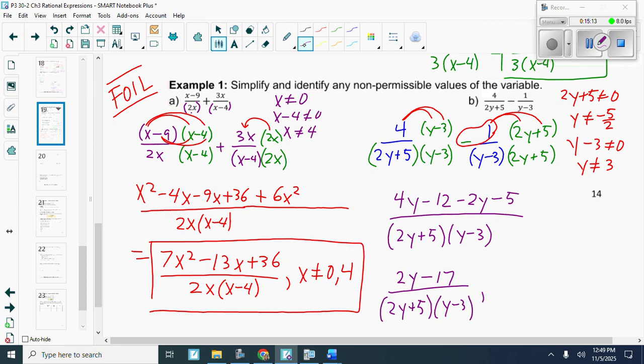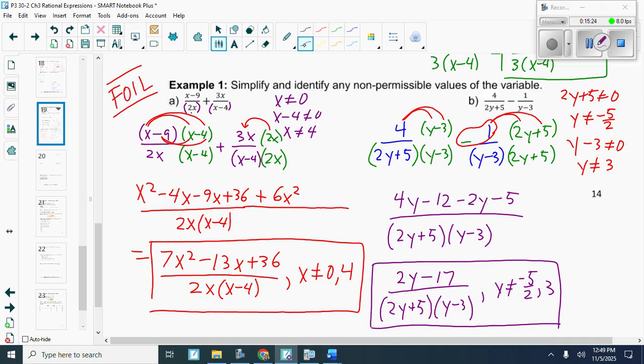Okay, just state your non-permissible values. Y cannot equal negative 5 over 2 or 3. I'll give you a sec to catch up on that.